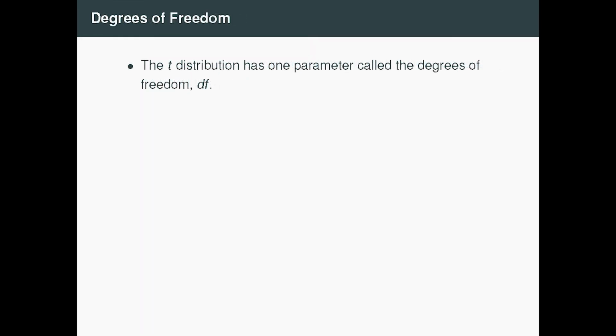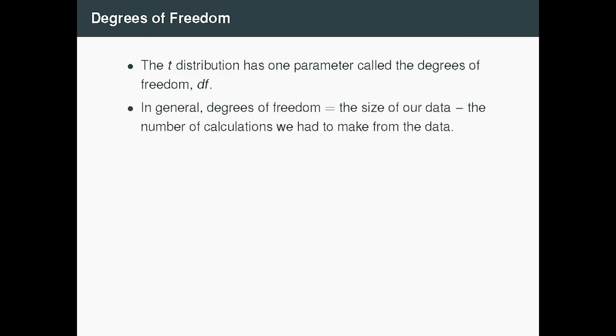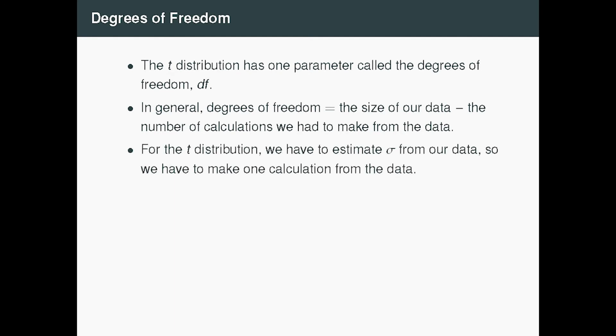A term you'll often see associated with the t-distribution is what is called degrees of freedom, or df. In essence, degrees of freedom is just the size of our data minus the number of calculations or estimations we have to make from that data. In our case, because we don't know the population standard deviation, we estimate it from our sample, and thus we lose 1 degree of freedom from our sample. So for the t-distribution, the degrees of freedom is just the sample size minus 1.